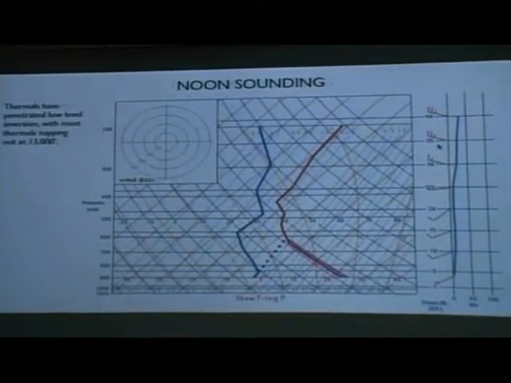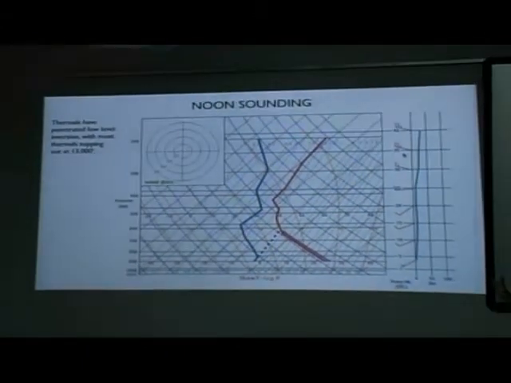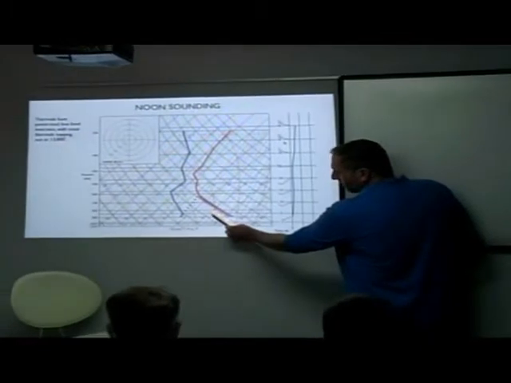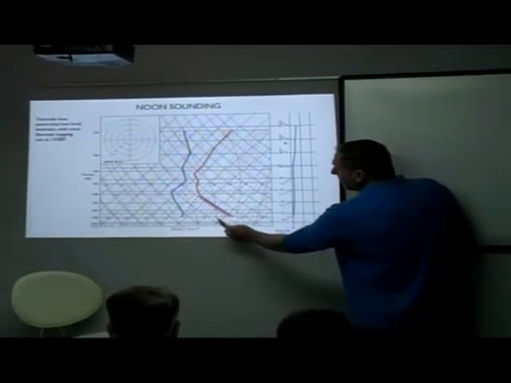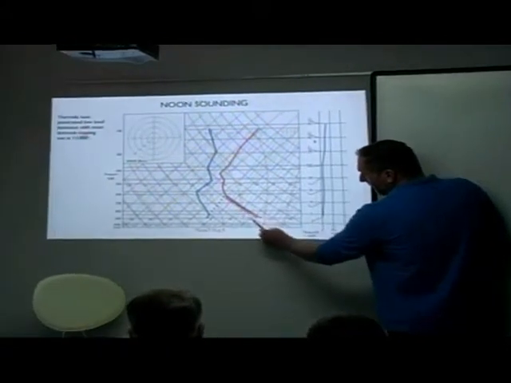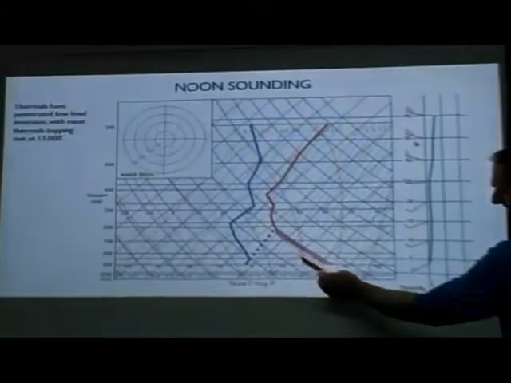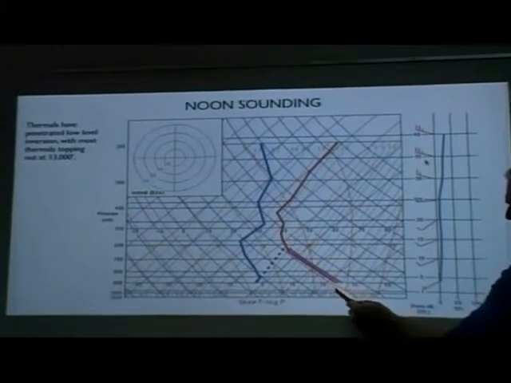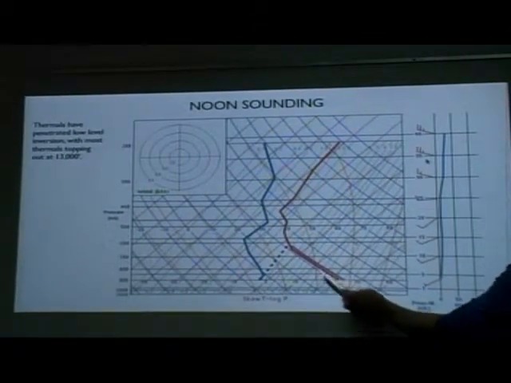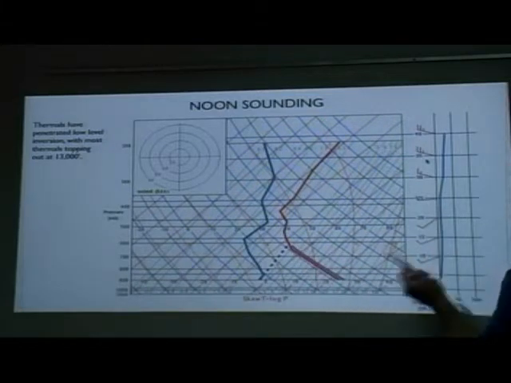Now, a little bit later in the day, at noon, that low-level inversion has burned off, is what we call it. So the temperature on the ground has increased enough, and this area has mixed so that now that whole thing has moved over. And now we've got an adiabatic atmosphere from the surface all the way up to 14,000 feet.